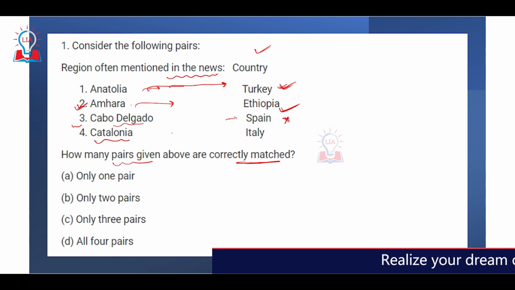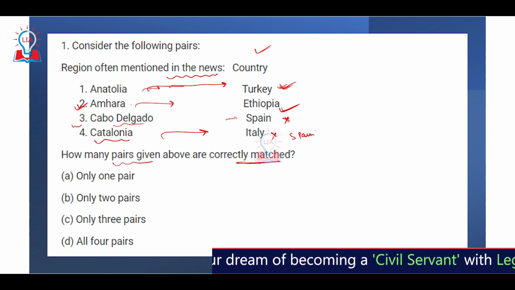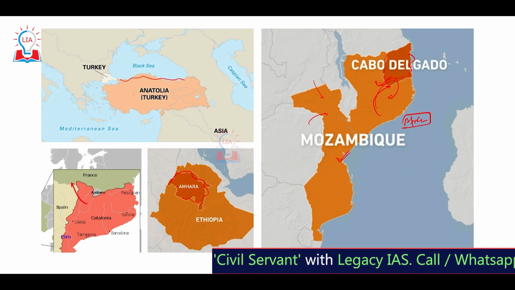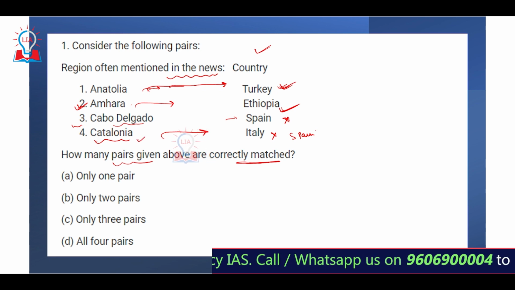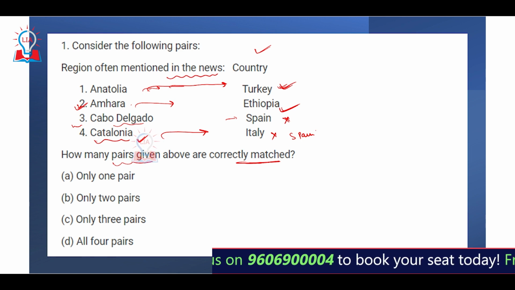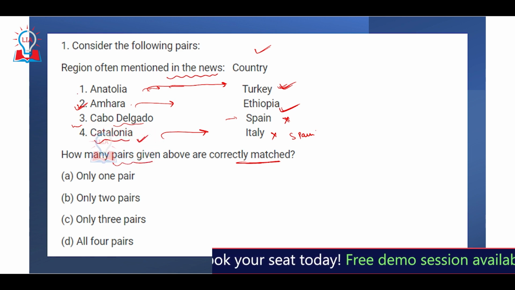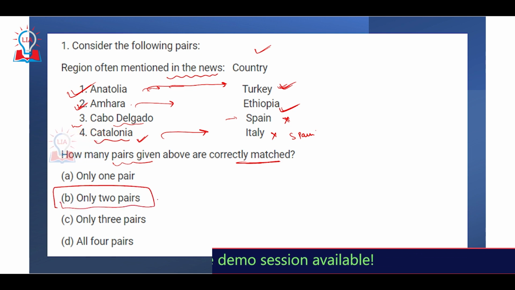Fourth is Catalonia. Catalonia has been in the news for the past few years, and this is not a part of Italy. Rather, Catalonia is part of Spain, and the Catalan region of Spain is in the news because they want to secede from Spain. They want to carve out their own country because they believe that their language and culture are very different compared to the mainstream Spanish culture. So the third and fourth statements are incorrect. First and second statements are correct. So the correct option for this particular question will be only two pairs, that is B.